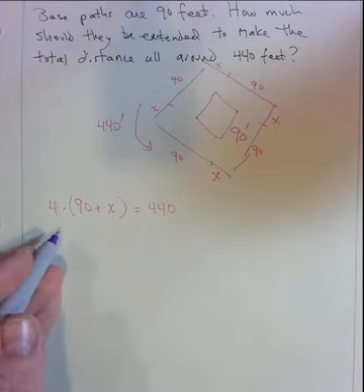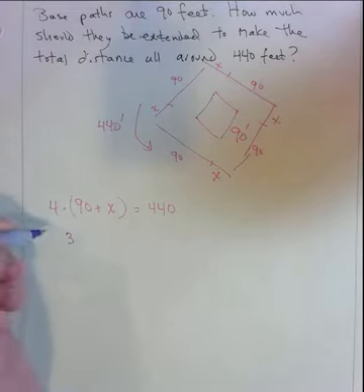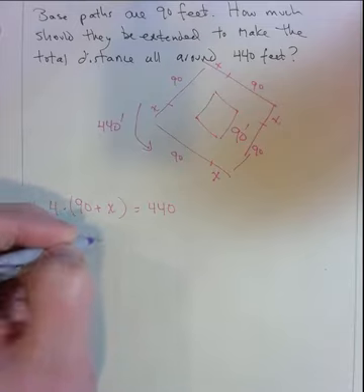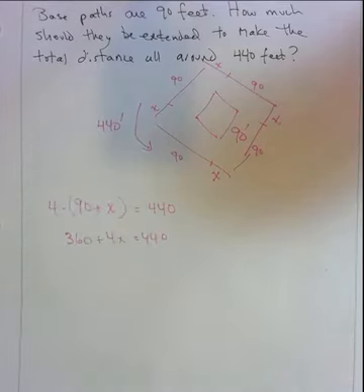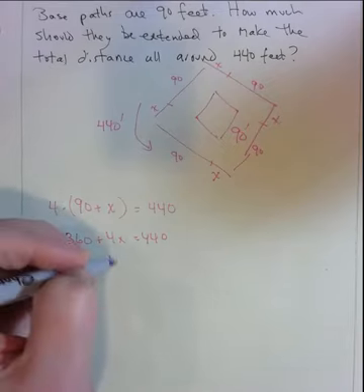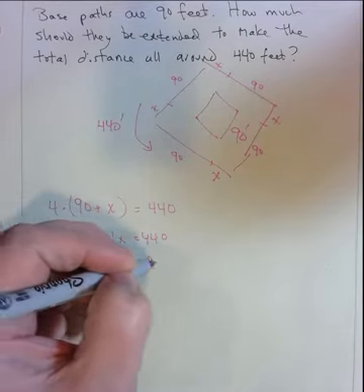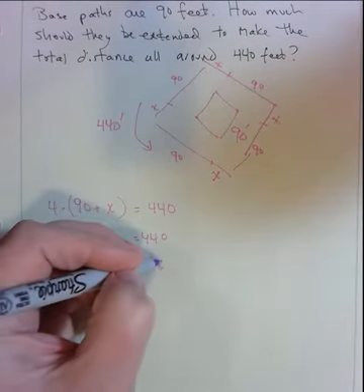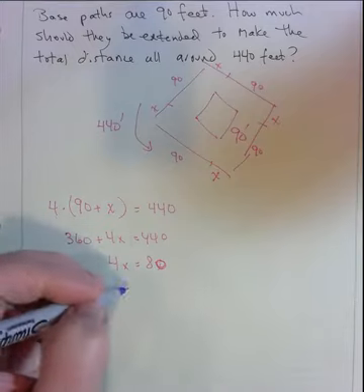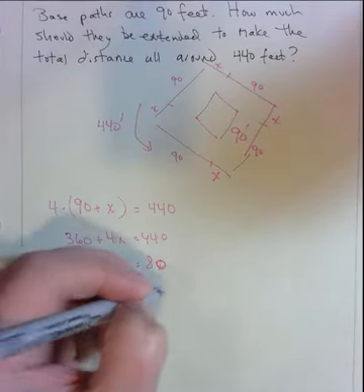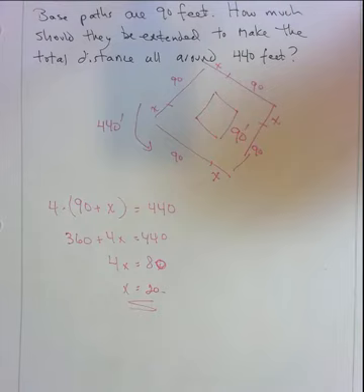So if I multiply this out, 90 times 4 is 360, plus 4x equals 440. And then if I subtract 360 from both sides, I will end up with 4x equals 80. My mind thinks one thing and my hand does something totally different. And then I divide both sides by 4, and I get x equals 20 feet.